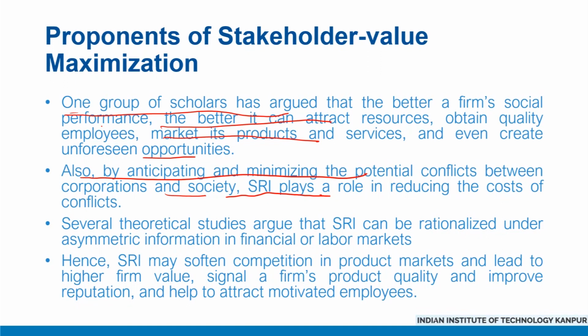Furthermore, societies with stakeholder oriented firms have higher prices and lower output due to reduced competition in product markets. This leads to higher firm values compared with shareholder oriented economies. And several theoretical studies argue that SRI can be rationalized under asymmetric information in financial or labor markets. Firms may use SRI as an informational signal upon which stakeholders can base their judgments regarding the quality of reputation of those firms, and hence SRI may often soften their competition in product markets and lead to higher firm value, signaling a firm's product quality and improving reputation, and thus helping to attract motivated employees.